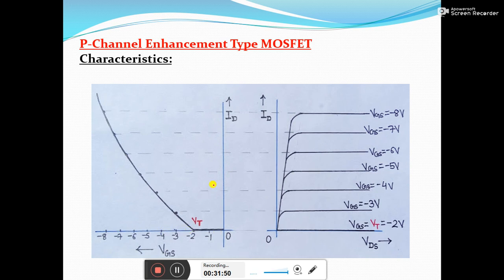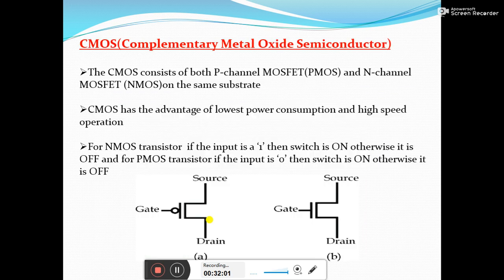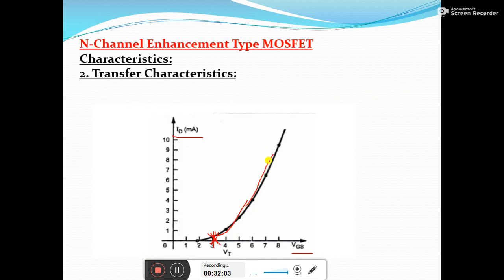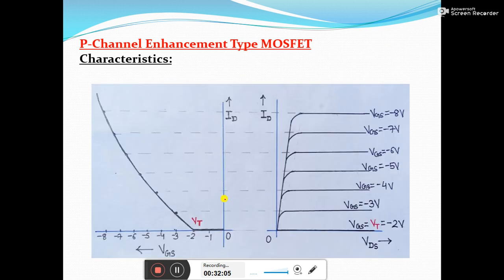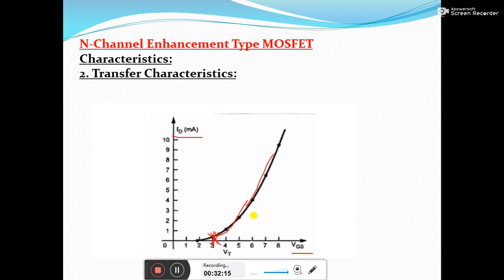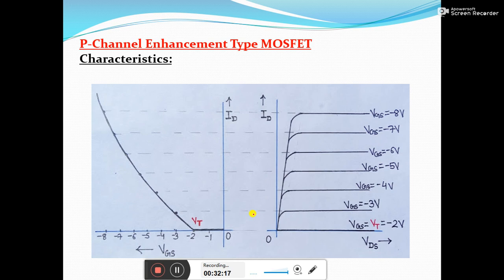So ID versus VGS. For the transfer characteristics, VGS should be taken negative. So that's why we take the second quadrant. So you can see the curve here, the exact mirror image of the previous curve. Otherwise all the operation will be the same. The charge carriers will be holes here.